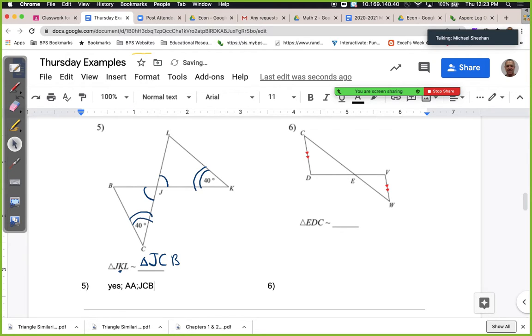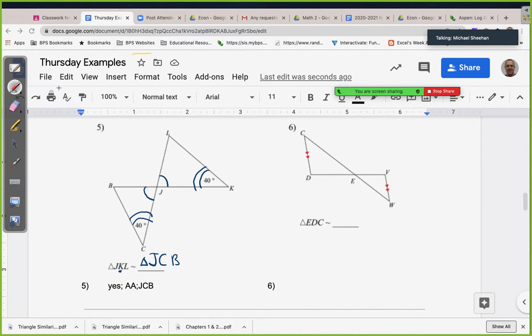Do we understand why it's JCB, or do I need to explain that again? No. You can move on. Let's move on, Mister. All right, number 6.